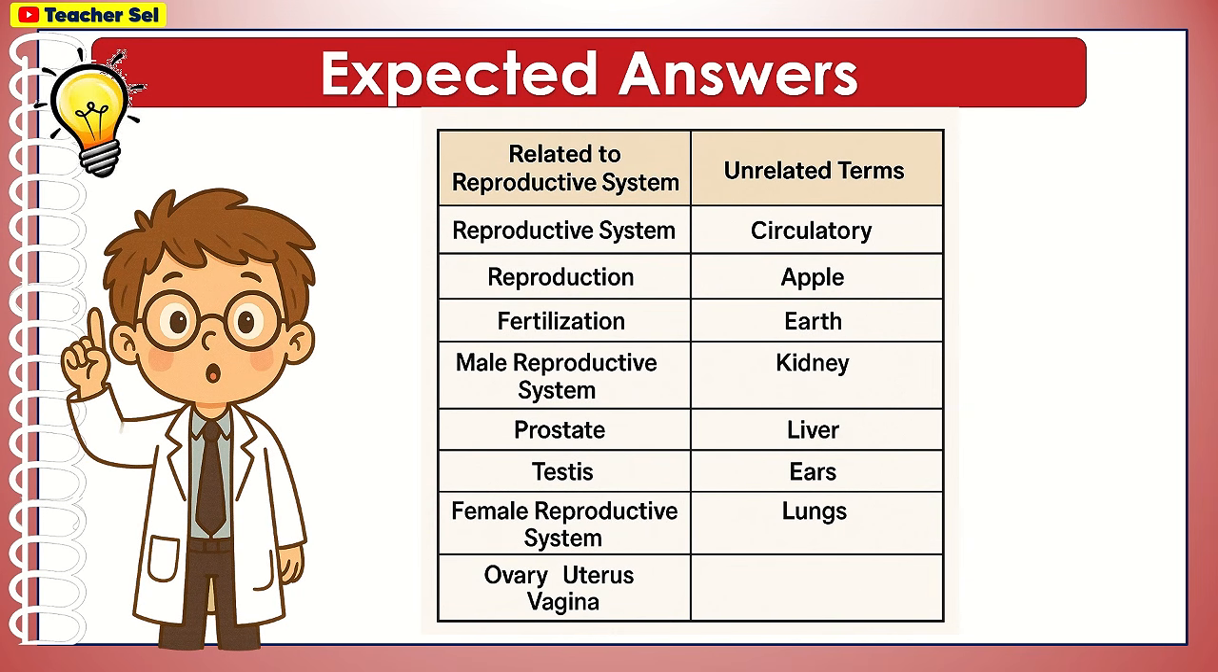Here are the expected answers. For related to reproductive system, we have reproductive system, reproduction, fertilization, male reproductive system, prostate, testis, female reproductive system, and ovary, uterus, and vagina. For unrelated terms, we have circulatory, apple, earth, kidney, liver, ears, and lungs.